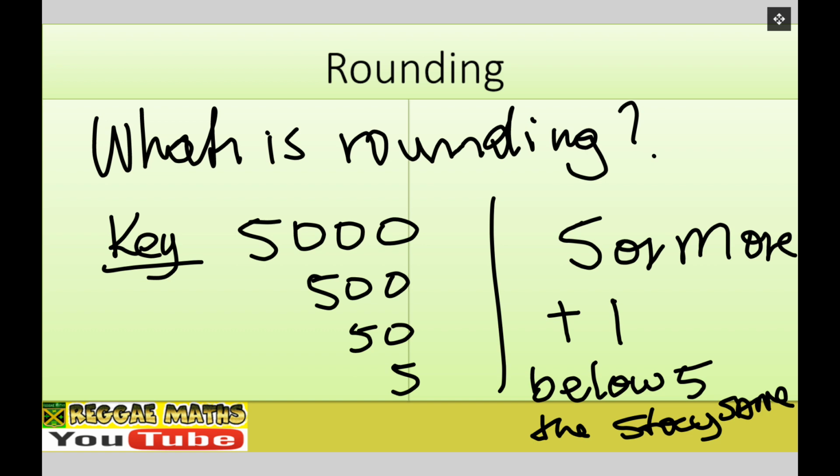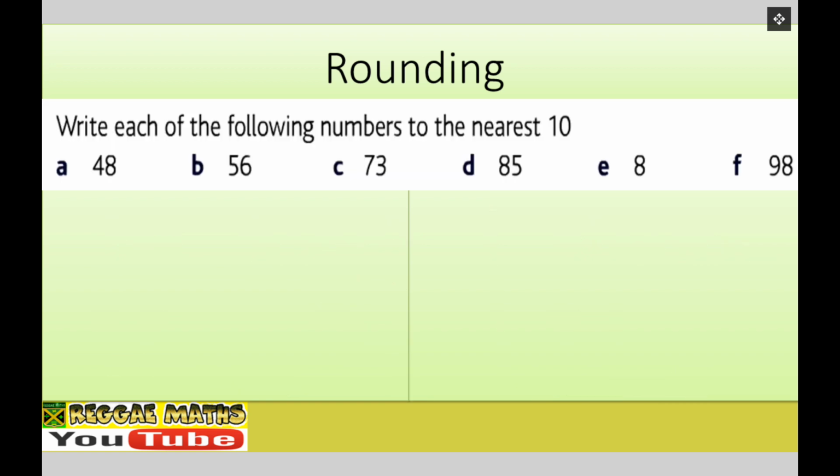So the best thing is to look at examples. So remember the key thing here: 5,555 unit, 0.5, 0.05, 0.005. Okay, the next thing here, let's just look at some actual worked examples to make this much clearer. So we got here round to the nearest 10.